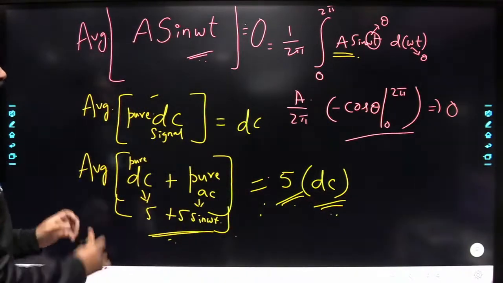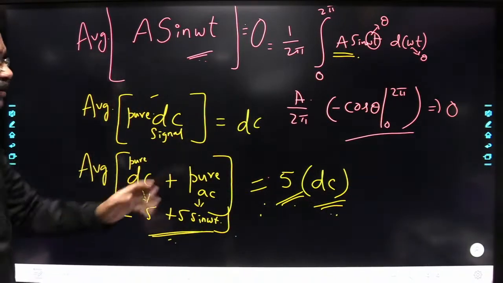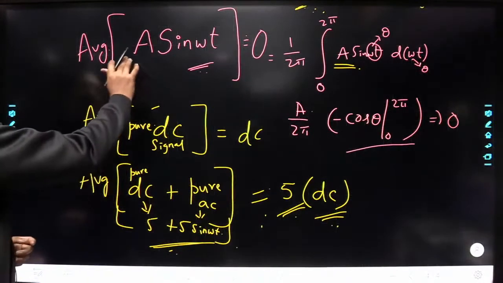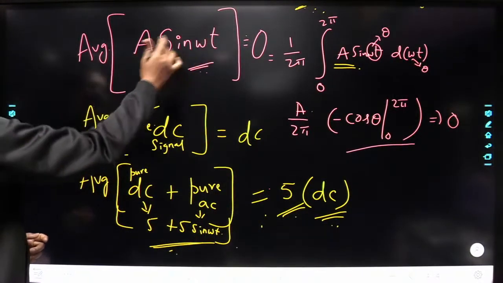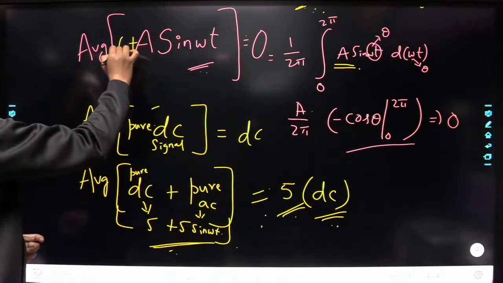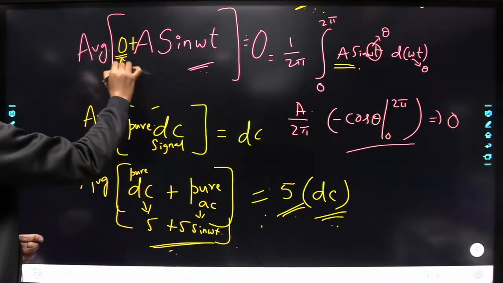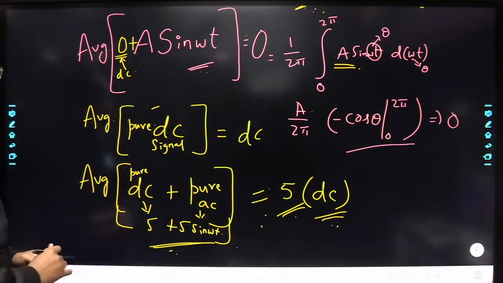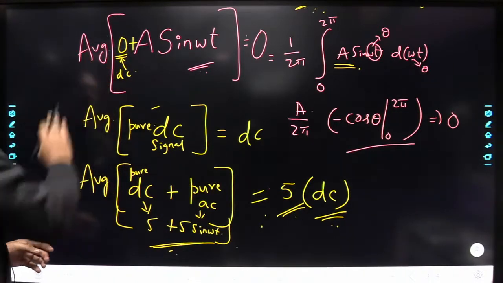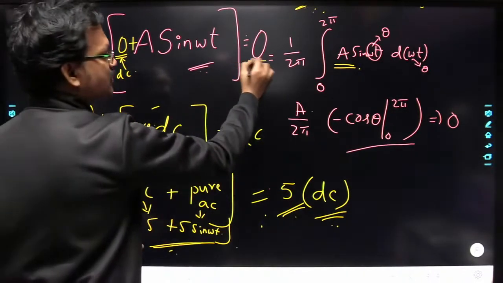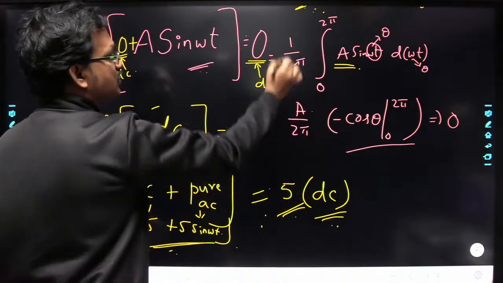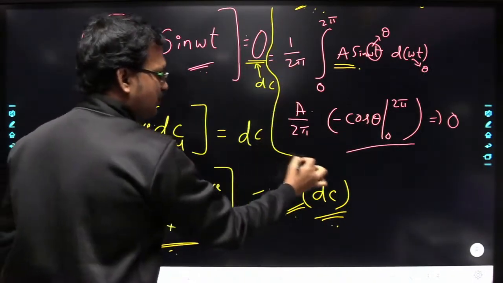Whenever you are calculating the average value, see here, the average value of A sin omega t is 0. I can call it DC, since it is also constant with respect to time. I can call it 0 DC. So here you are getting 0, which is nothing but DC only.